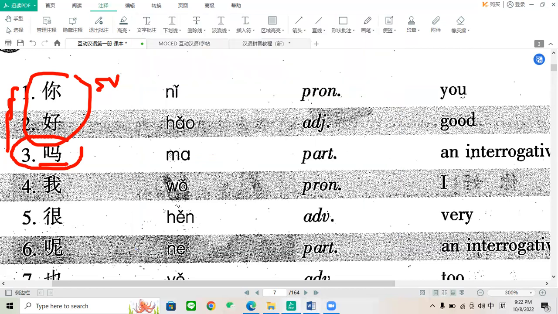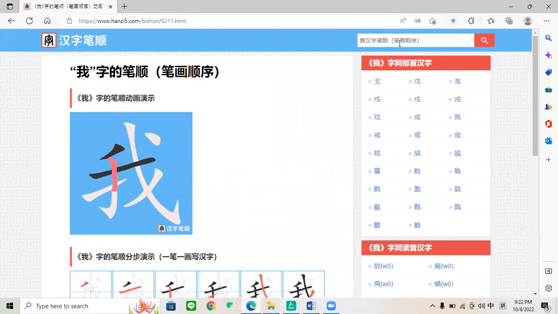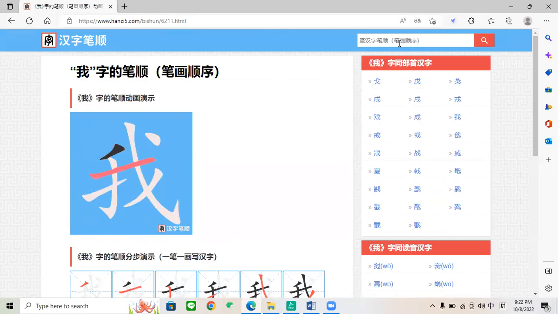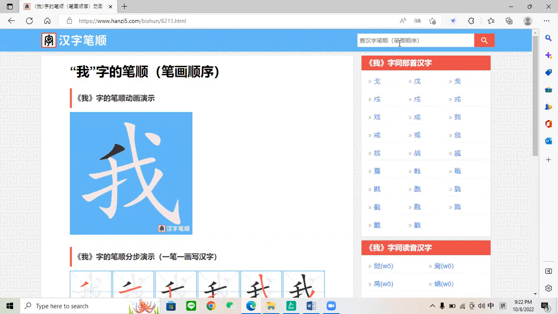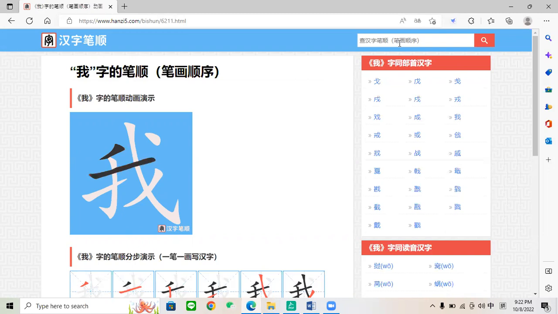Next one will be 我. Okay. Let's take a look about the structure. We've learned 你, we've learned 好, we've learned 嘛. All three characters are left and right structure, right? But this one, 我, which means I or me, it's not a left and right structure. It's not a top and bottom structure. It's just like an all-in-one, or we can say just a one piece, or a single component, right? There's no other components.